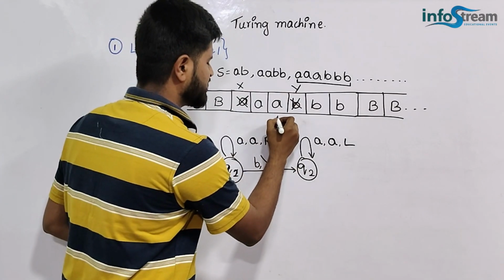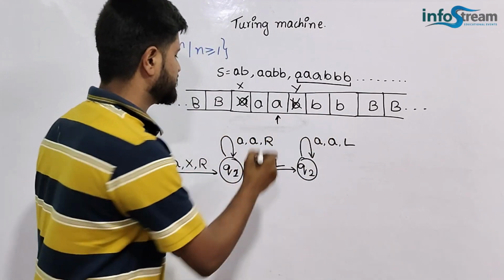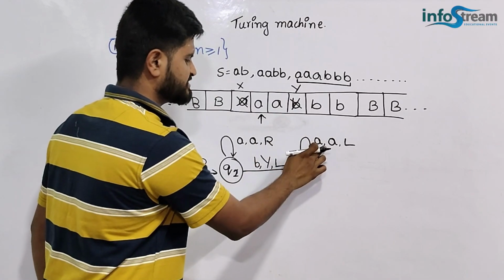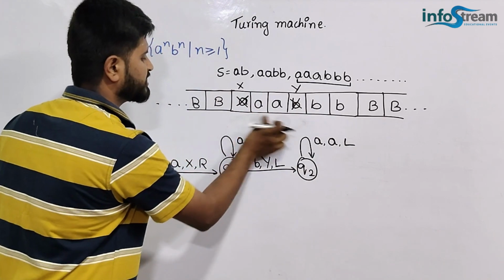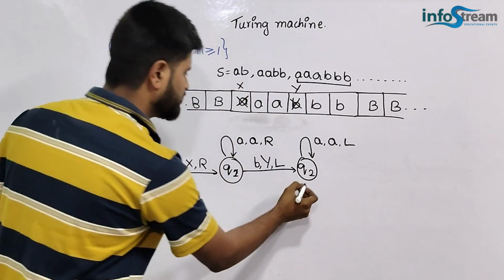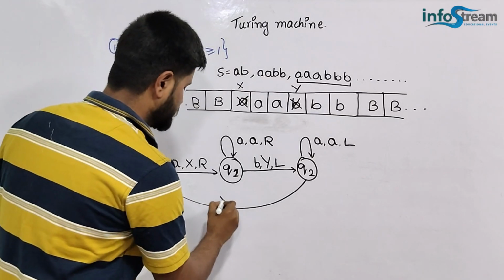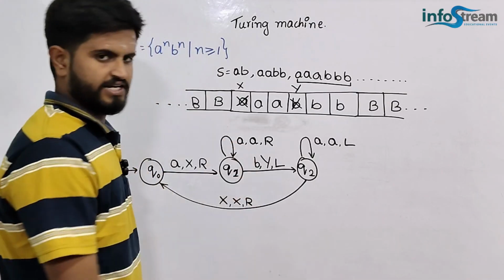Now a was here. When a is there, a will be written as it is and moving towards the left. So you came now here. Again a is there. Keep it as it is and move towards left. Now you encountered x. So what you will be doing? You will be coming to here, that is to q0 state. When you encounter x, keep x as it is and move towards the right.